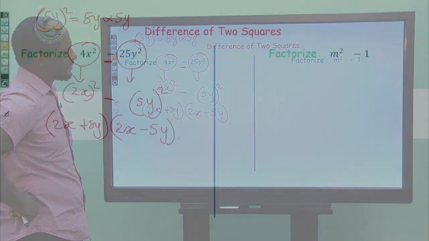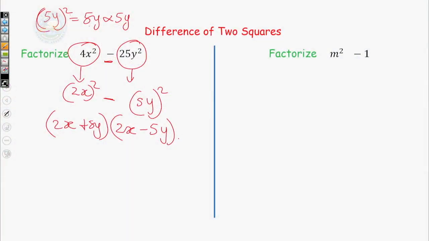Is that a case of difference of two squares? Let's check and see. Is it a difference? Of course it's a difference. Once I see the subtraction sign, I know that a difference is occurring there. So, is it a difference of two squares? I am trying to figure this out. Is it a case of differences of two squares?